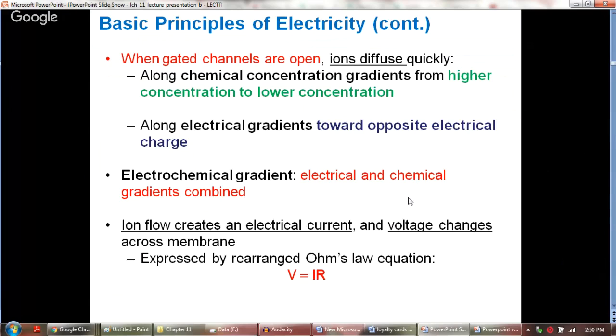The electrochemical gradient is the electrical and the chemical gradients combined. Electricity and chemical components both play a role. The ion flow creates an electrical current and voltage changes across the membrane. And as we have discussed before, it can be expressed by rearrangement of the Ohm's law equation. Initially, it's I equals V divided by R. Now it's voltage equals the current times the resistance.